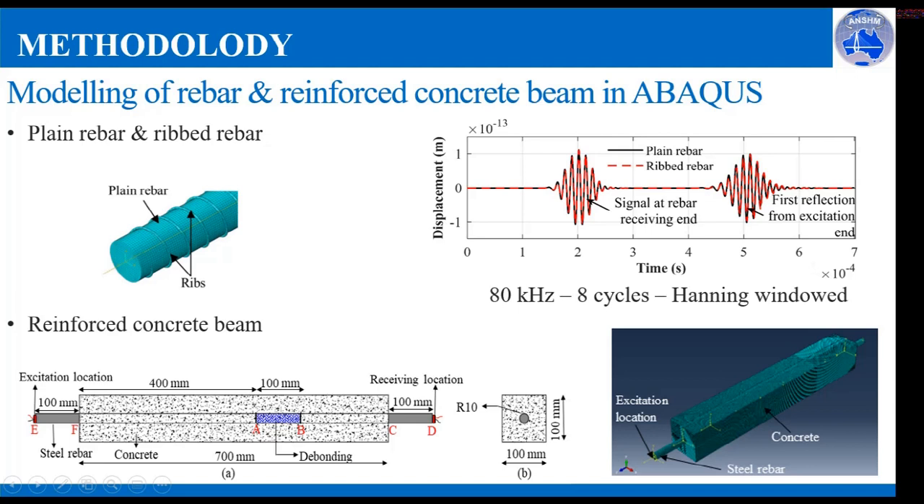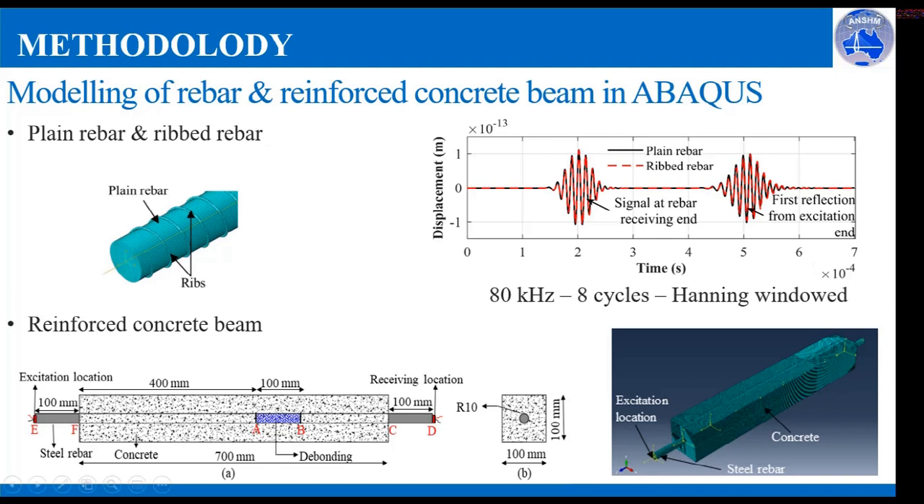Initially, the rebar is modeled as a plain bar and with the ribs, to compare if the ribs pose any changes in the time domain signal of the bare rebar. It shows that it doesn't affect the propagation of the guided wave modes, and therefore a plain rebar can be used for the study of debonding type damage in reinforced concrete structures.